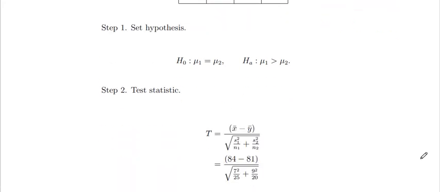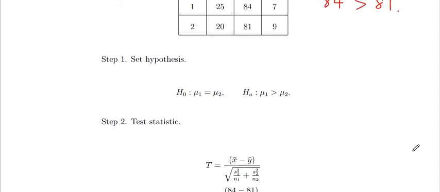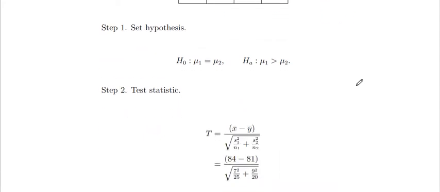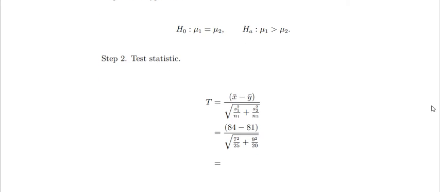This is the t-value: x bar minus y bar over the square root of s1 square over n1 plus s2 square over n2. So x bar is 84, y bar is 81. For class 1, we have 25 students, average 84, standard deviation 7. Class 2 has 20 students, average 81, standard deviation 9. So we just plug in here, then with a little bit of calculation, we find this number.